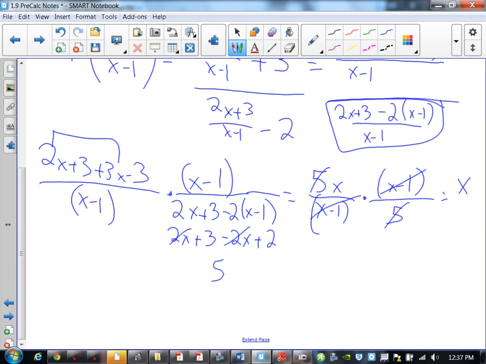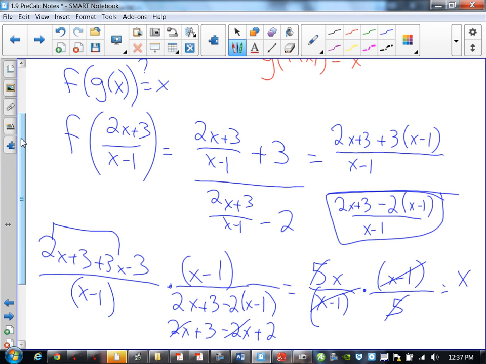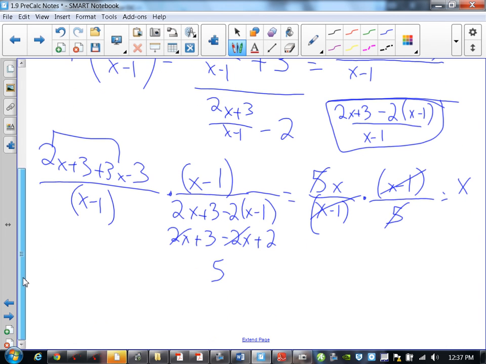Where'd I lose you? 5x over the x minus 1. We had the x minus 1s from the original because that was the common denominator. And then when I went from here and I flipped it right away, the x minus 1s were over one another. On the bottom then, the 2x's dropped, and then we had 3 plus 2.